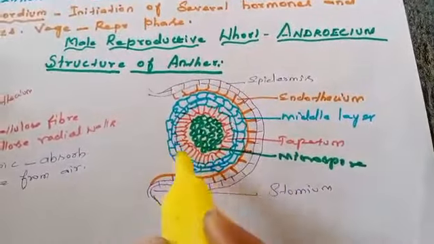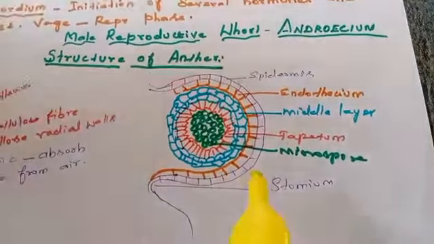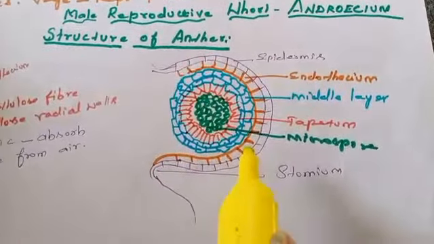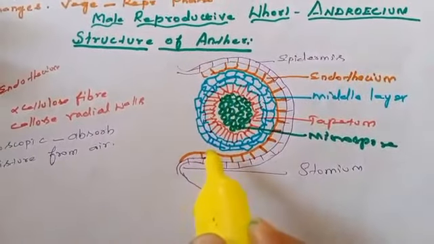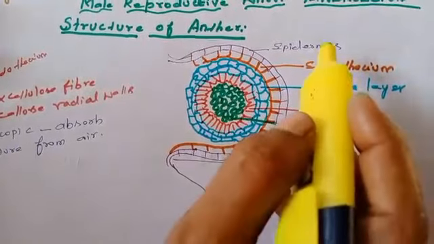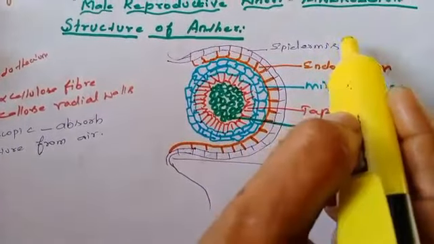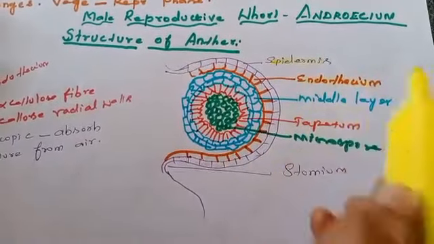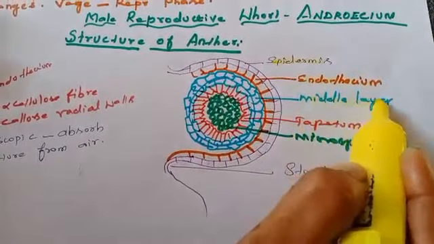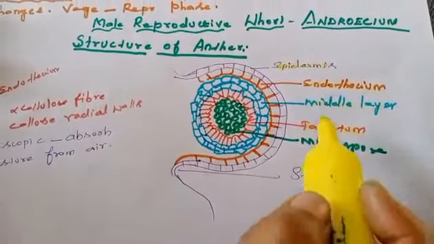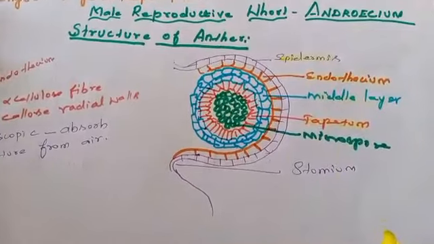Now let us see the structure of anther. In cross section, in transverse section, you have seen tetragonal, but I have taken only one part. Let us explain the layers. The structure of anther possesses the following layers. First one is epidermis, second one is endothelium, third one is middle layer, fourth one is tapetum. These are the four structures. Now let us see one by one.